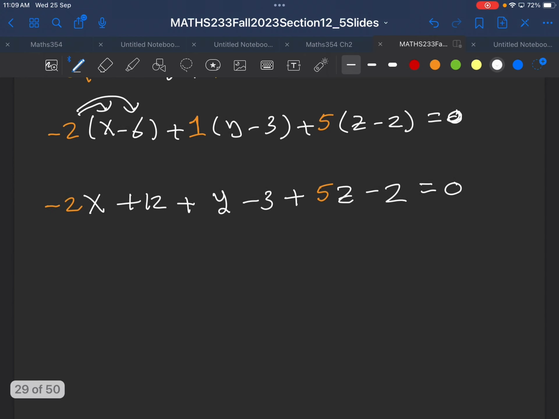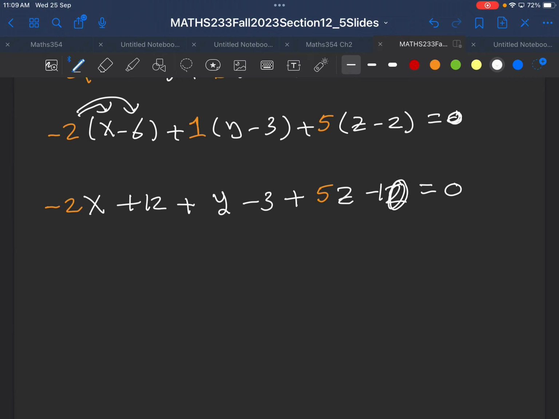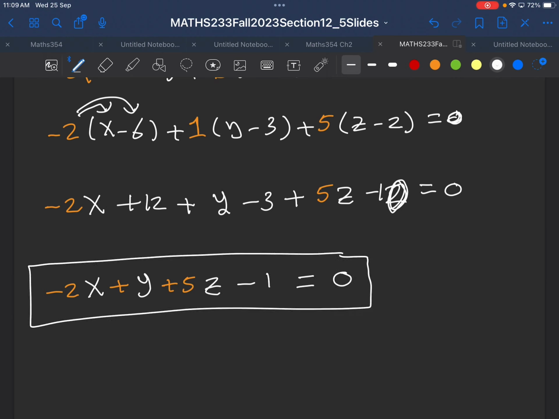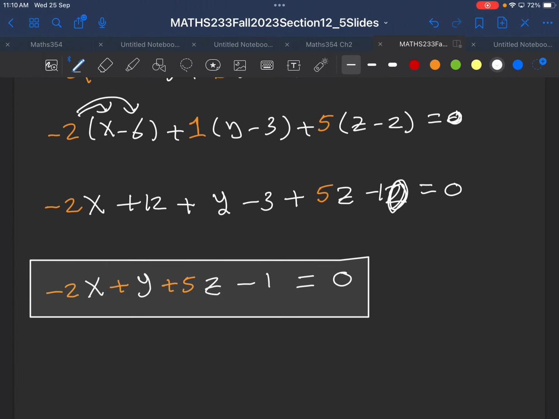Now we take all the numbers together and the variables together. So if we do the variables together, what we will get is -2x plus y plus 5z, and then numbers together. So what we get is 12 minus 3 minus 10, this is -1, equal to 0, and this will be the equation for the plane.